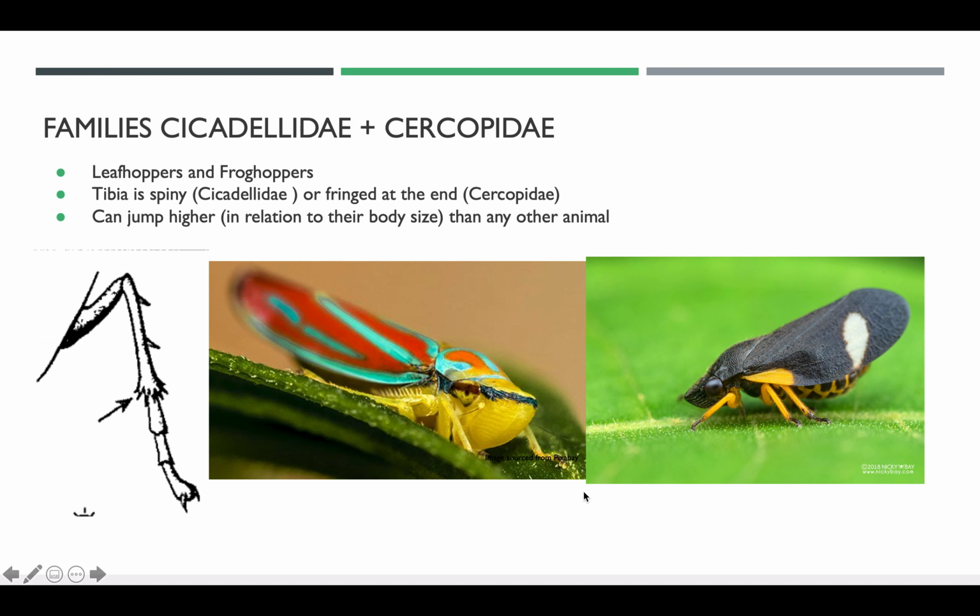These are really interesting. They're leafhoppers and froghoppers. And the way you tell apart a leafhopper from a froghopper is that the tibia, so again, its little foot parts, are either going to be kind of spiny, so like little spines, or fringed at the end. So they have these little frayed ends sort of sticking out at the end. And froghoppers are really cool because they can jump higher in relation to their body size than any other animal in the world. So these are a personal favorite of mine. I love seeing them. And I've had a few jump at my face, which is never fun, but still interesting.